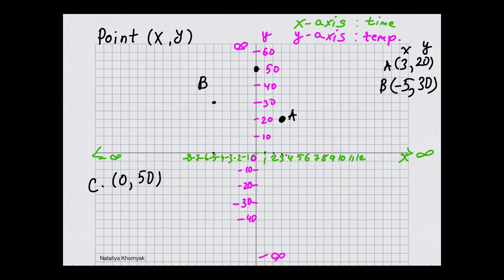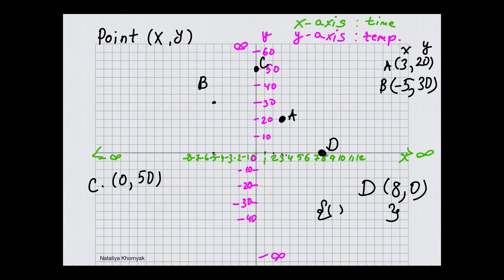The only time you will have points on the x or y axis is if one of the variables is equal to 0. Let's say we have point D, 8 days from now, the temperature is 0. So we have (8, 0). Here's our point D.